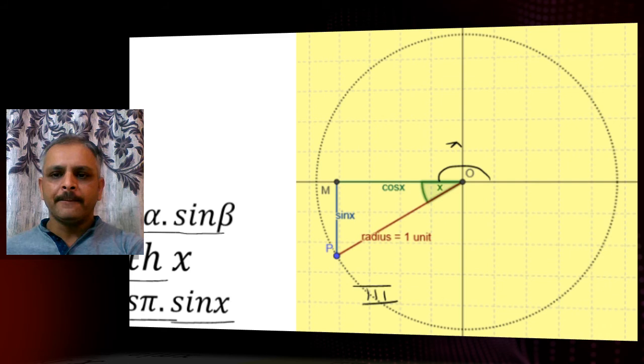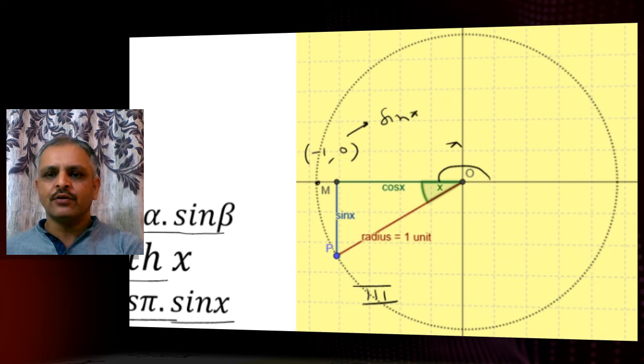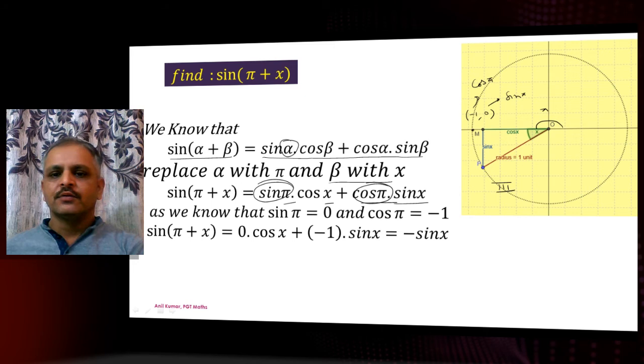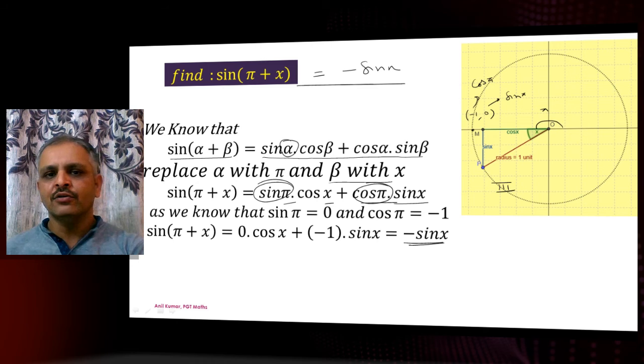And sine pi, remember that the value of sine pi is 0 and cos pi is minus 1. So let's put the values. Sine pi will become 0 and cos pi will become minus 1. So it is minus sine x. So sine of pi plus x will become minus sine x, as I told you that sine and cos both will be negative in the third quadrant.